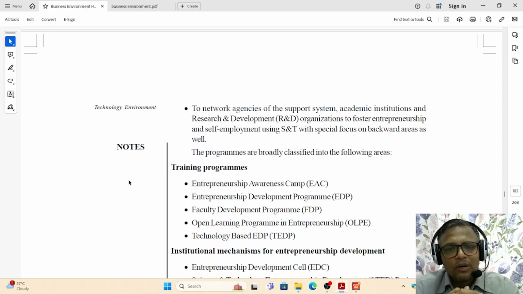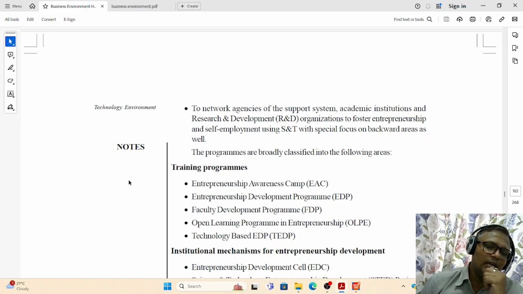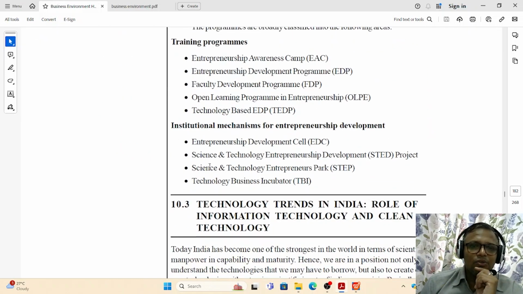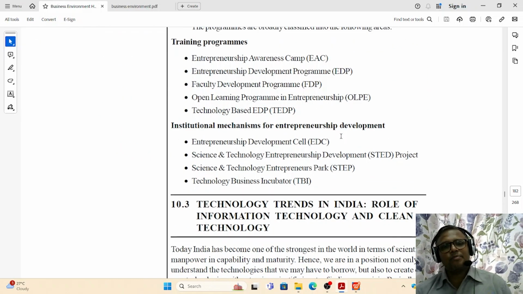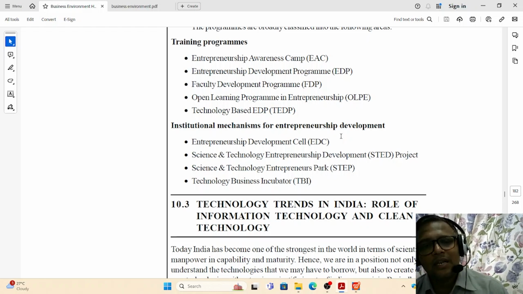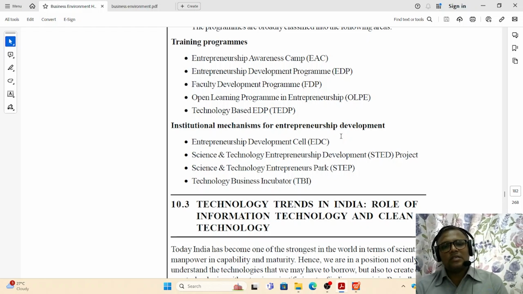The programs are broadly classified into various areas. The following areas include the EAC, that is Entrepreneurship Awareness Camp, then Entrepreneurship Development Programs, EDPs, Faculty Development Programs, FDPs, Open Learning Programs in Entrepreneurship, that is OLP, and the Technology Based EDP, that is TEDP. Now, the institutional mechanisms for entrepreneurship development include the Entrepreneurship Development Cell, Science and Technology Entrepreneurship Development STED projects, Science and Technology Entrepreneurship Parks STEP, and Technology Business Incubators TBI.